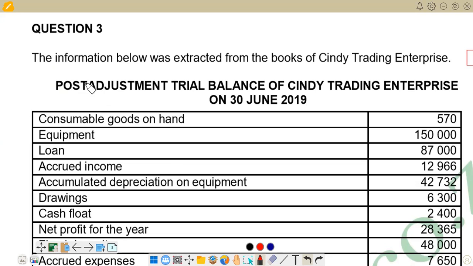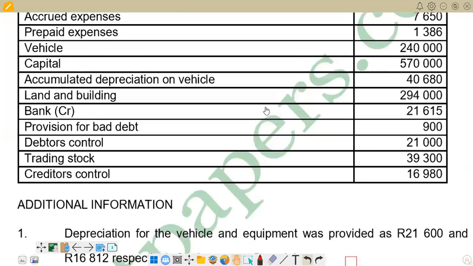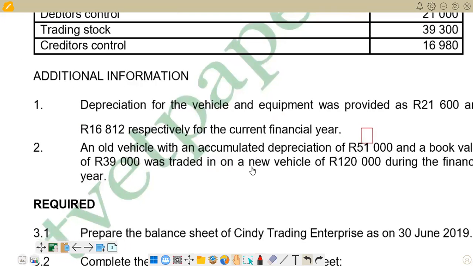The question reads: the information below was extracted from the books of Cindy Trading Enterprise. We've got the post-adjustment trial balance of Cindy Trading Enterprise on 30 June 2019. This is the trial balance that we have. And if you go down, beneath that we are given additional information.